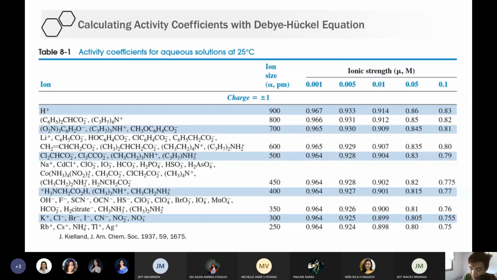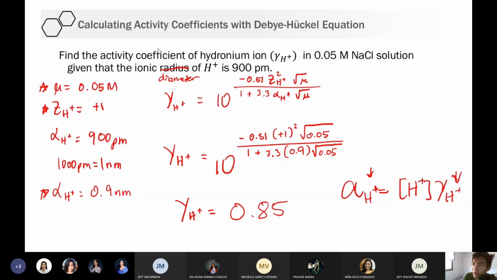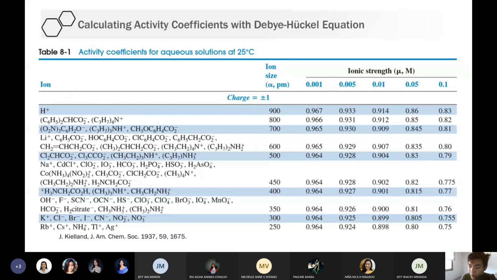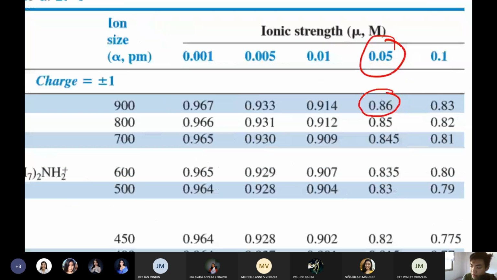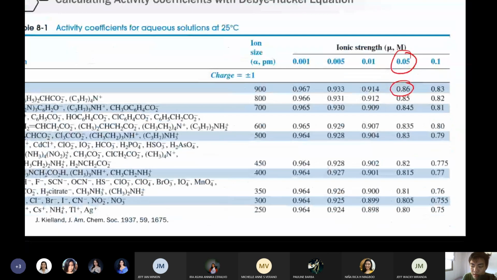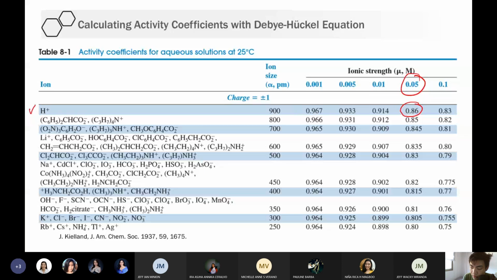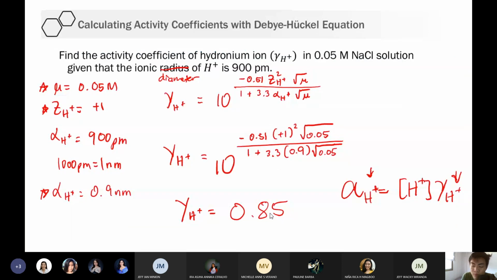In our previous example, we were looking for the activity coefficient of H plus when mu is equal to 0.05. So let's look at this table. Do we have an ionic strength equal to 0.05? Yes. This is the H plus ion. The corresponding gamma is 0.86 according to this table. Is that what we were able to solve? Yes, although malapit lang, 0.85, but on the table that's 0.86. That small discrepancy is okay.